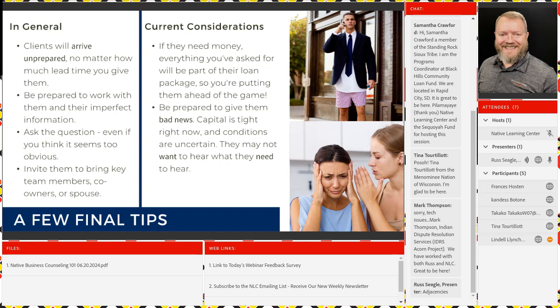Be prepared to work with them and imperfect information. You're never going to have perfect information. There are software packages out there that help business counselors that will put together financial projections and all of these really nice, pretty packages and graphs and charts, and they're useless because you're never going to have the perfect information to make them do what they're designed to do.